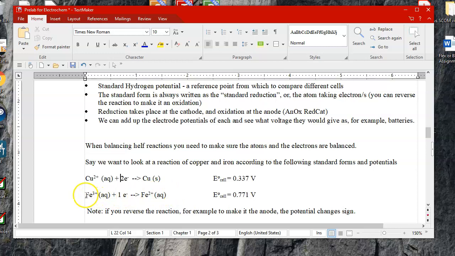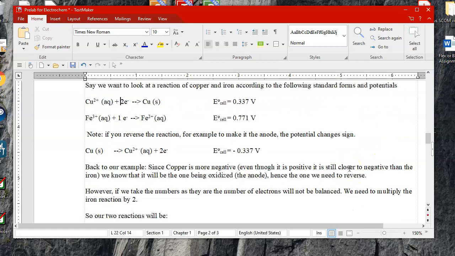On the iron side, however, we note that it's going from an oxidation state of 3+ to 2+. So we just start getting 1 electron from this. When we balance half reactions, we need to make sure that the number of atoms, but also the number of electrons is balanced. All right, so let's go over a couple of notes on what we're doing there, and also just what we do with forming these into the batteries and finding the potentials of the cells.